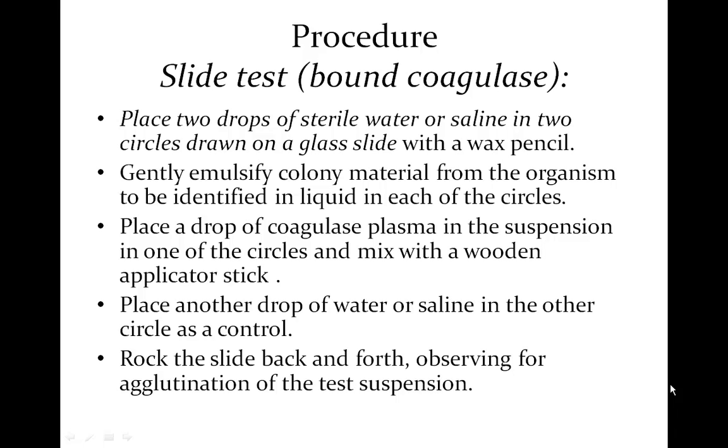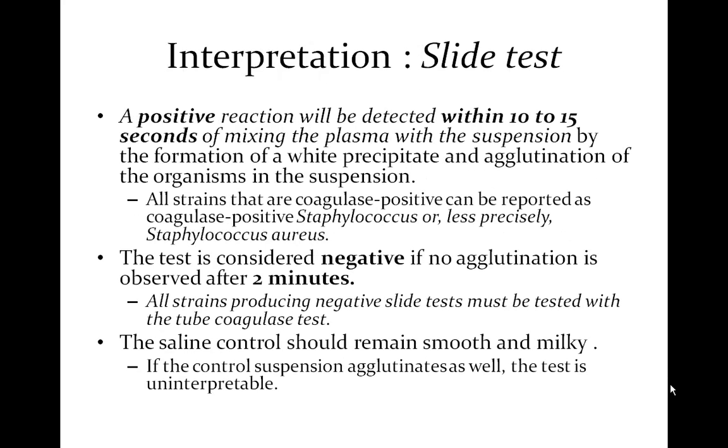Place another drop of water in another circle as a control. Rock the slide back and forth. Observe for visible agglutination. A positive reaction will be detected within 10 to 15 seconds in form of precipitate and agglutination of the organism in the suspension. If the test does not appear positive, you cannot declare it negative unless you have observed it for at least 2 minutes. The saline control should remain smooth and milky.